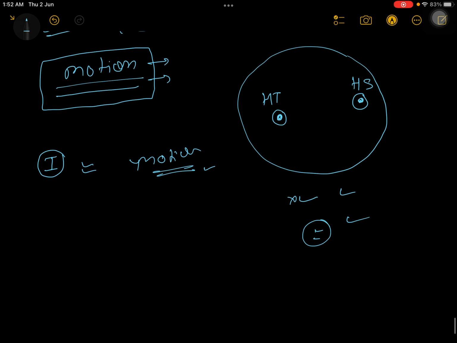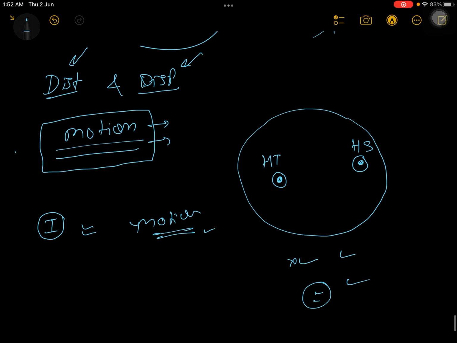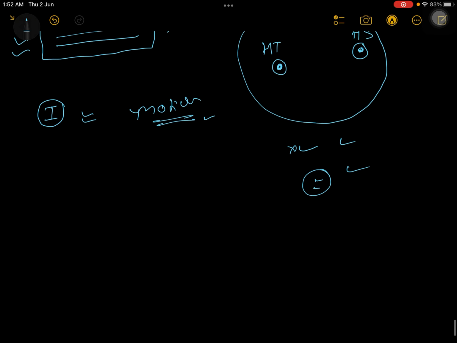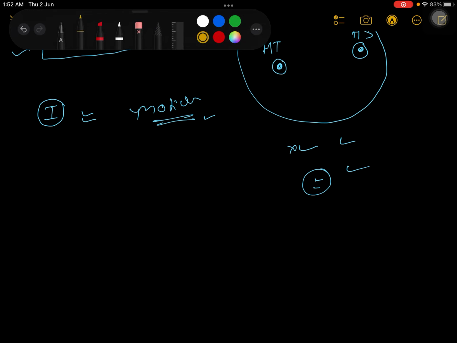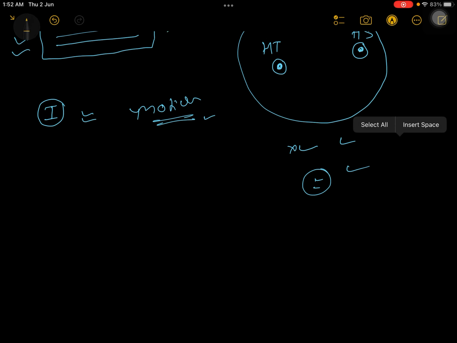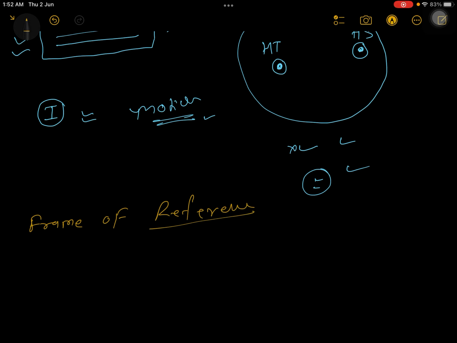Okay, let's understand. So see here, whenever you want to know whether there is motion or not, understand, there is only one thing which can help you to identify motion, and that is something called frame of reference. When you talk about frame of reference, only then can we discuss whether motion is there or not. What is frame of reference?